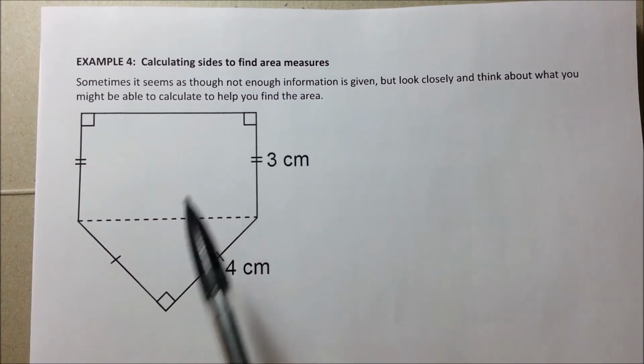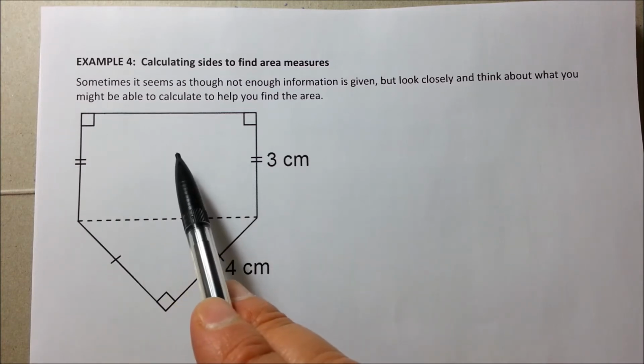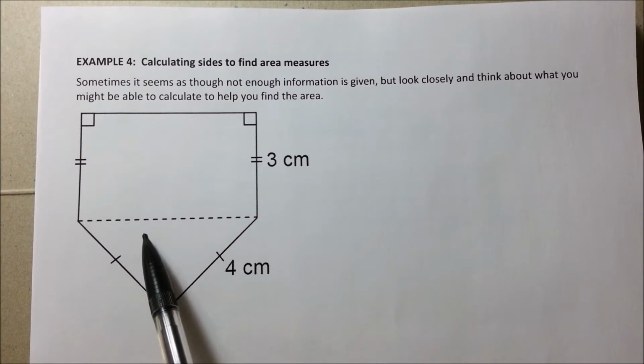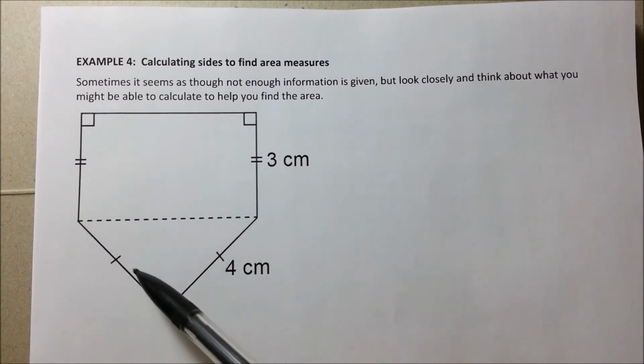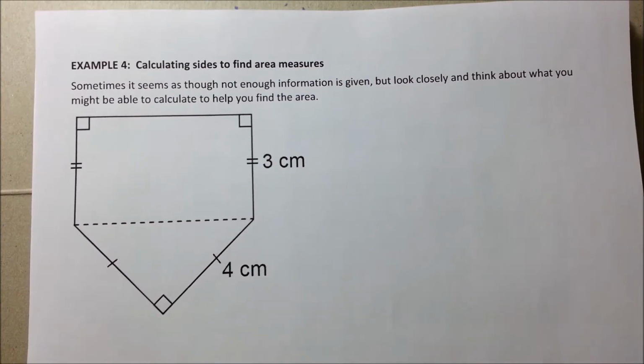So we have this composite shape. Very straightforward. We have a rectangle here, and we have a triangle here. Now there's a specific type of triangle that we have here. You may want to pause the video and try to figure out for yourselves. If not, then just follow along.